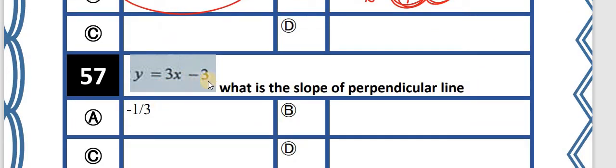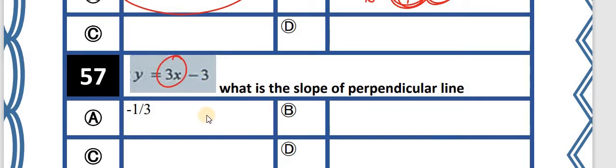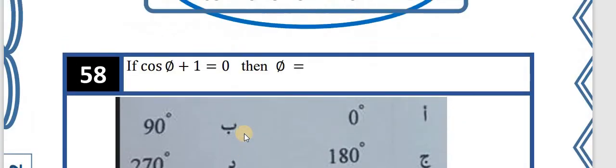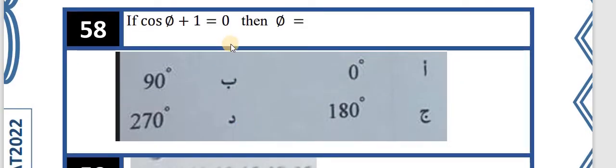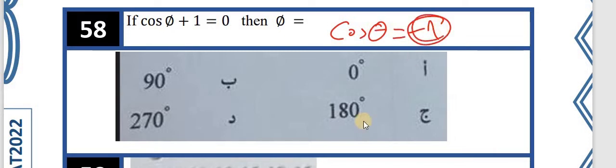y equals 3x minus 3. What is the slope of the perpendicular line? Here we take 3 and take the reciprocal with a negative sign, negative 1 over 3. Cosine theta plus 1 equals 0, so cosine theta equals negative 1. Which angle has a cosine of negative 1? 180.